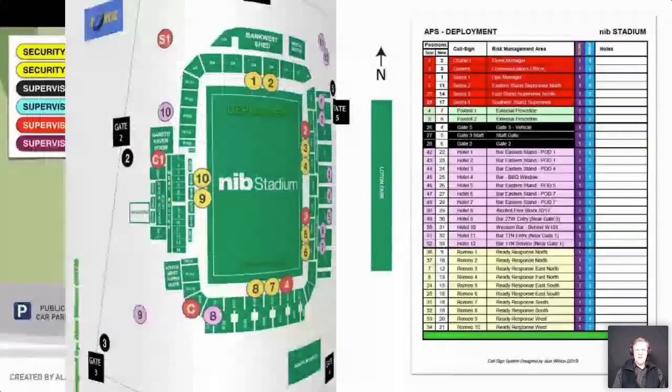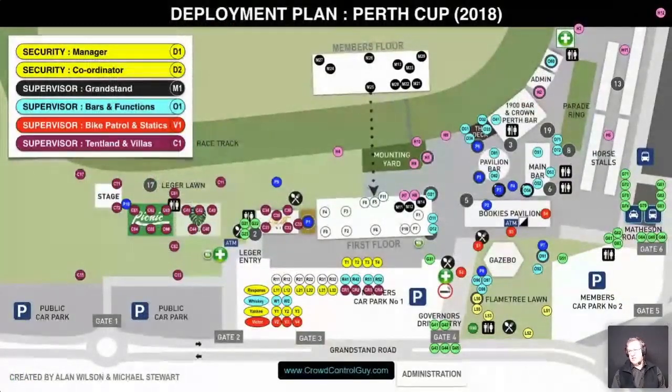Now you've had a sneak peek. 192 positions, all with their call signs on the dot. So if there's a problem in the mounting yard, which is in the middle, I could tell you that Hotel 1 should be calling it in. Hotel 9, Hotel 10, Hotel 5, and Hotel 4 are the closest guards. And I've got all my response teams to go as well. I do not need to look at a piece of paper to figure it out.